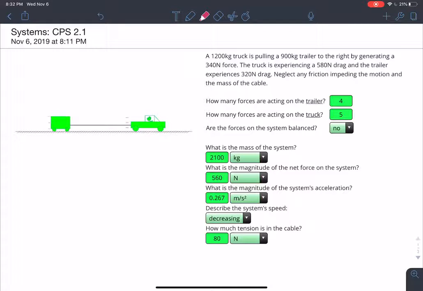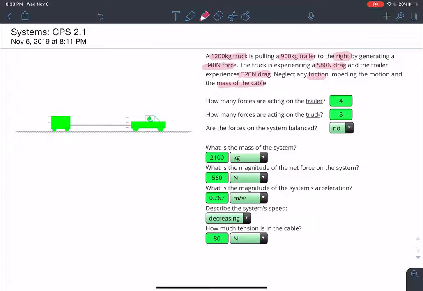All right, we're coming back at it again with a systems problem from Complete Problem Set 2, question 1. A 1,200 kilogram truck is pulling a 900 kilogram trailer to the right by generating 340 newtons of force. The truck is experiencing 580 newtons of drag, and the trailer experiences 320 newtons of drag. We can neglect friction, and we can neglect the mass of the cable.